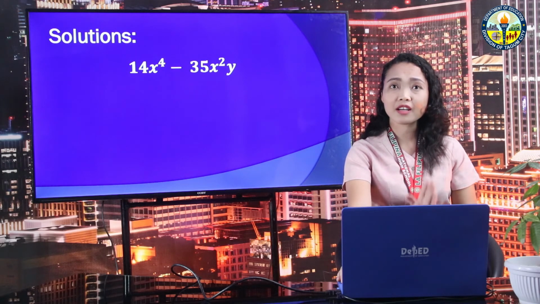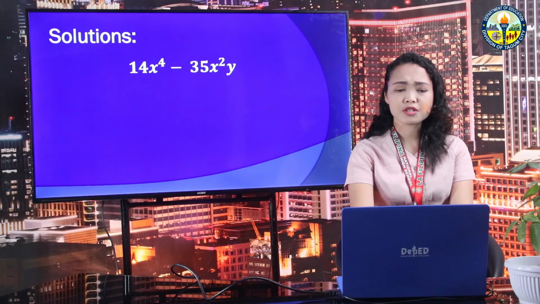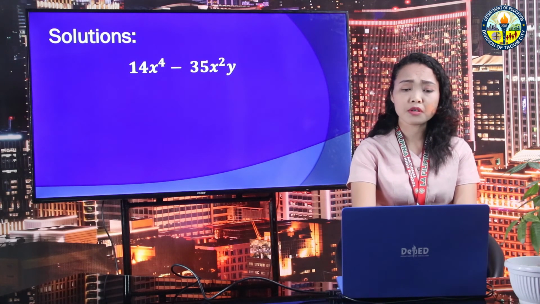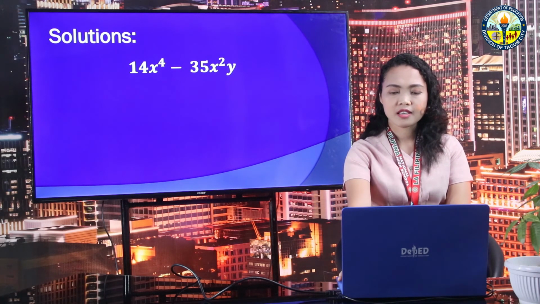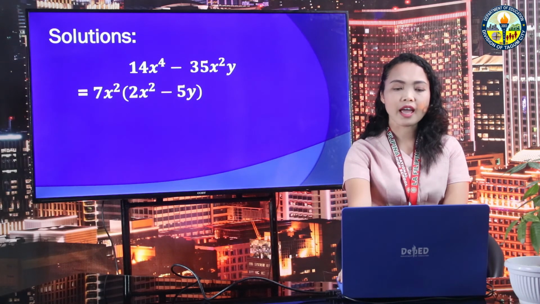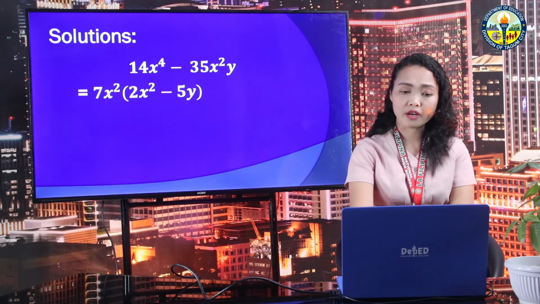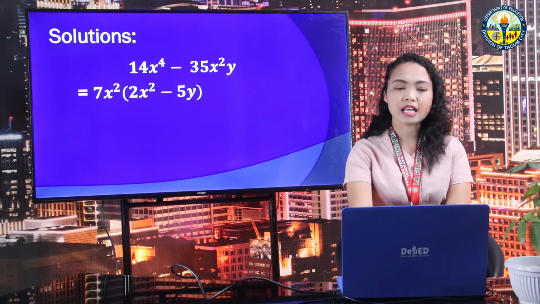So we're going to factor this using the steps in factoring the greatest common monomial factor. As you have noticed, they have common factors, the numerical coefficients rather, which are 14 and 35. Then we'll take the variable with the least exponent, that is x squared. Therefore, the GCF is 7x squared.